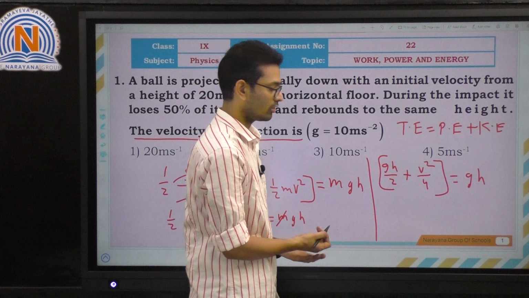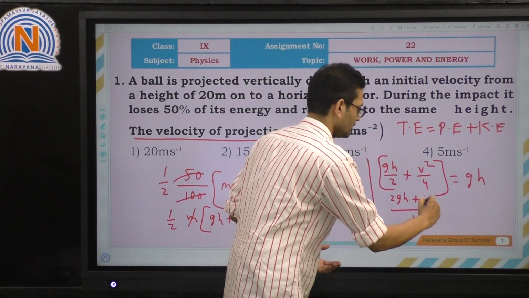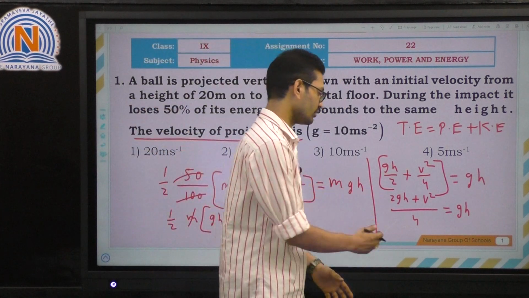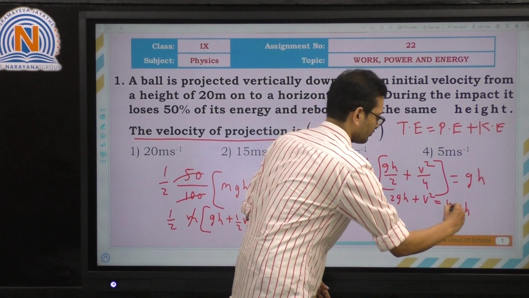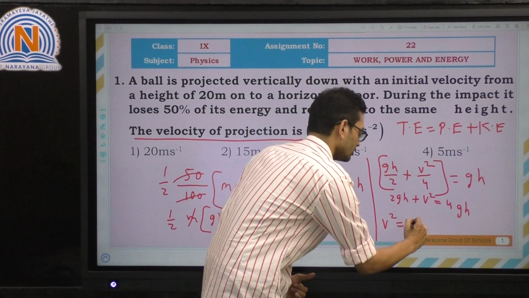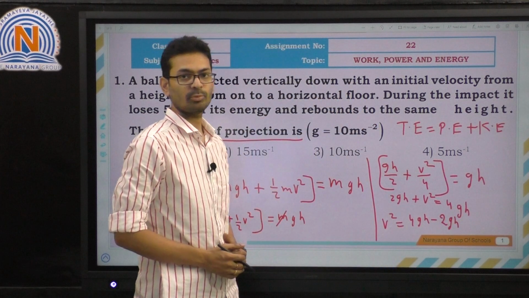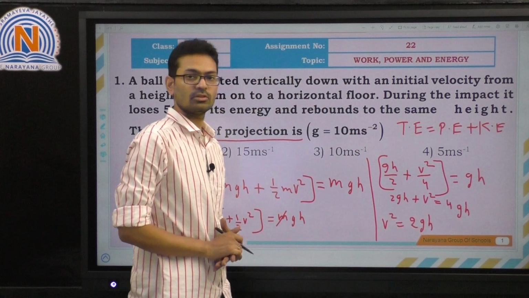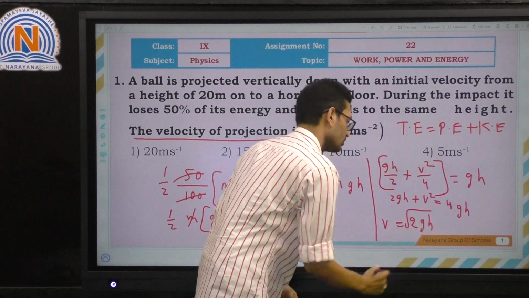If you take the LCM, you are going to get 4 as your LCM. You will get 2gh plus v square is equal to 4gh, sending that 4 to the other side. So from here, v square is equal to 4gh minus 2gh, which gives 2gh. If you send that square to the other side, you get root 2gh.